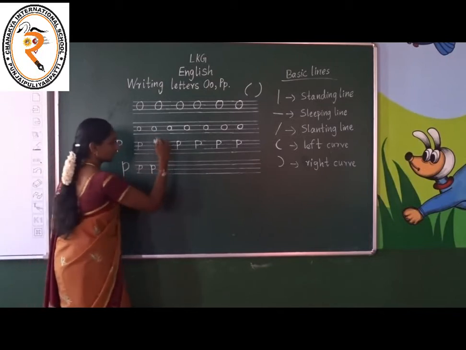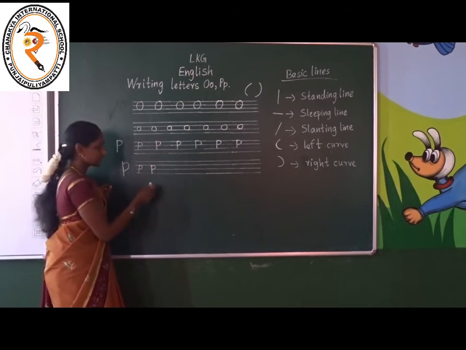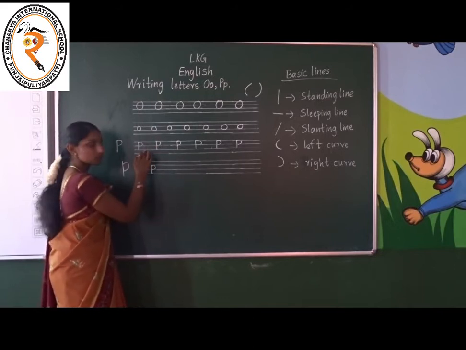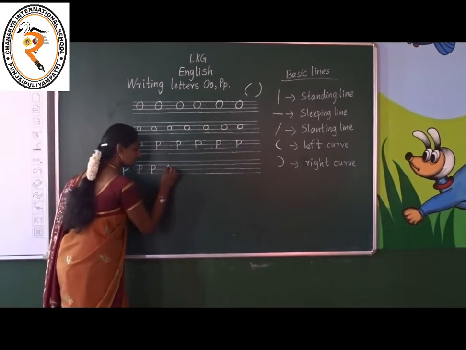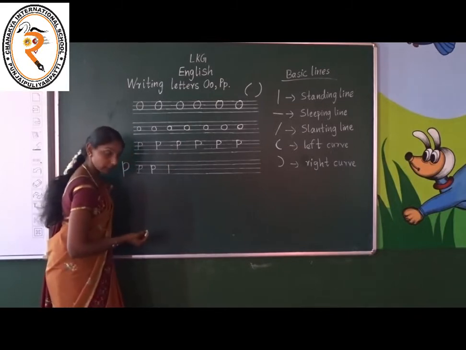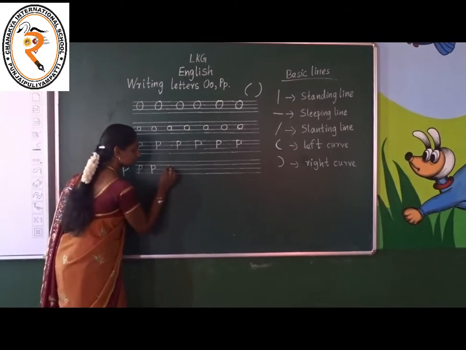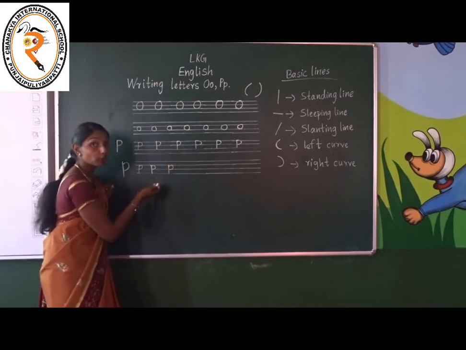Okay. That is the difference between the capital and small letters. For capital we are using first 3. For small we are using last 3. Standing line from 2nd to 4th. Are you all writing? Come on. And leave some space and right curve. This is letter small p.